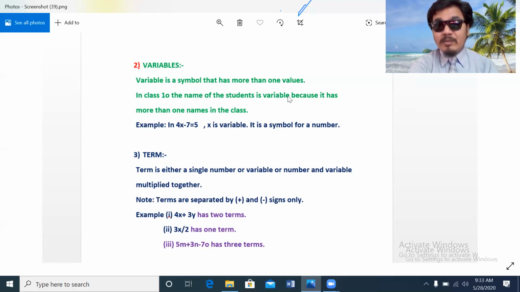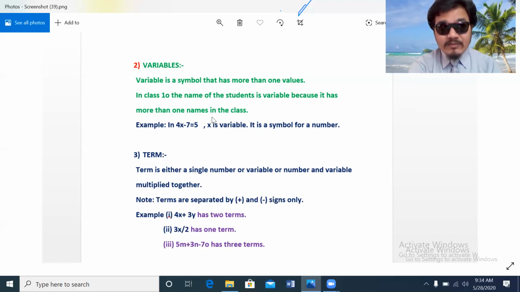But remember that the number of students of class 10 is constant, because that is a fixed value, but the names will be different. There will be many names in class 10, and that's why it is a variable. Don't forget that the number of students of class 10 is constant. A variable is a symbol which has more than one value.